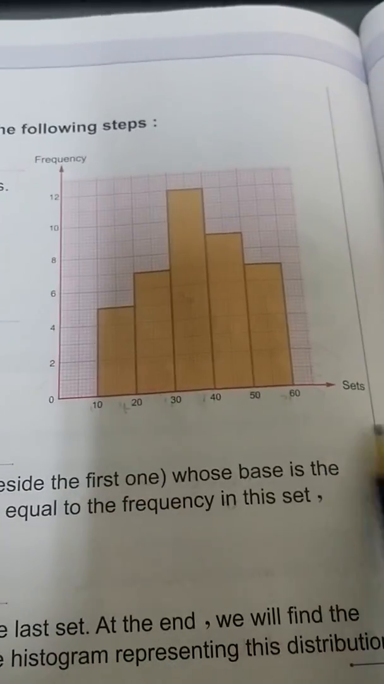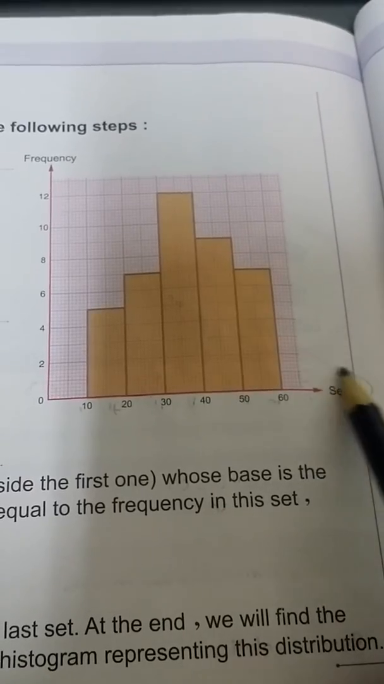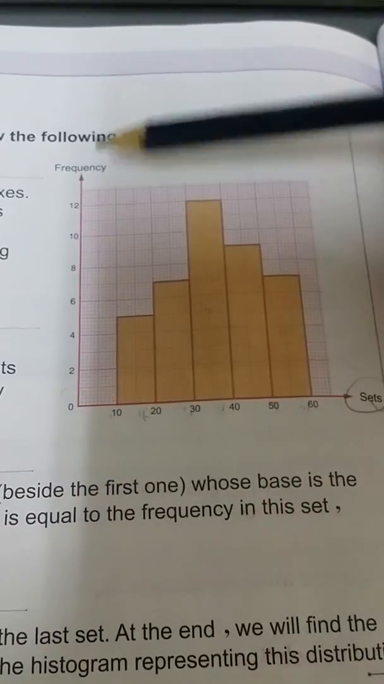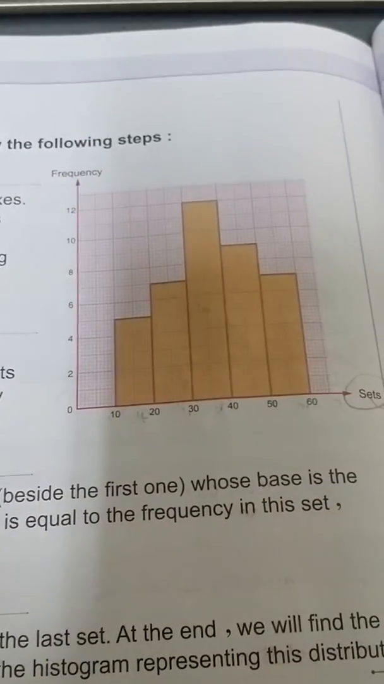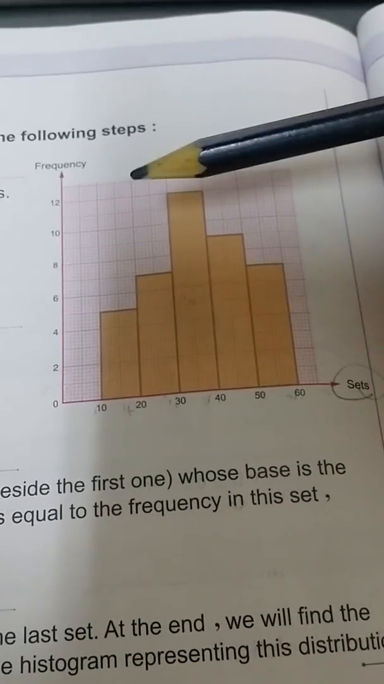Here is our histogram, these are the columns. But how do we draw it? First, we draw two axes. This is the x-axis, which represents the sets, and the y-axis represents the frequency. The first set in our table, as I said, is set 10, and the frequency is 5.